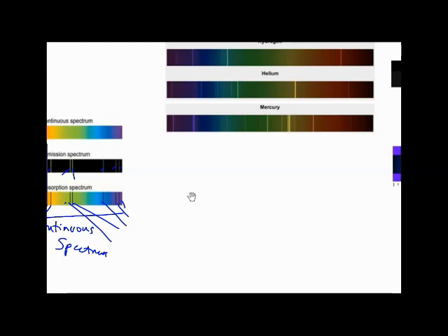When white light from a carbon arc lamp is made to pass through sodium vapor, then the continuous spectrum will have two dark lines in the yellow region. Now this shows that those yellow lines were absorbed because of the sodium gas.